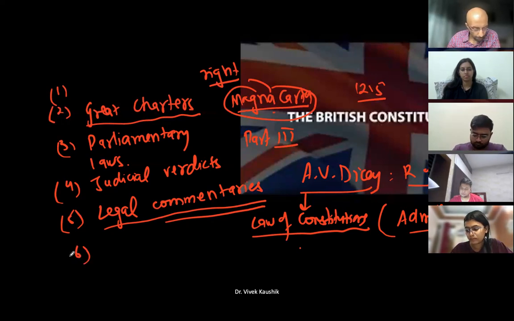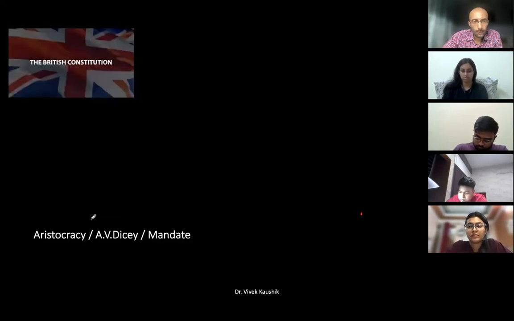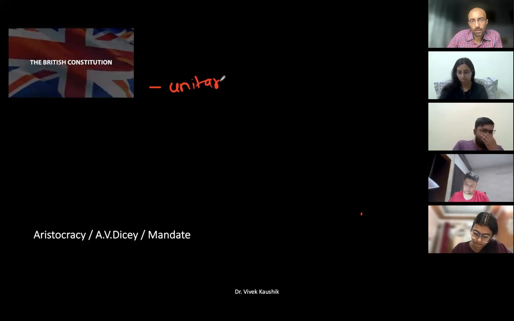No, that's it. These are the 5 main components of the Constitution. Next feature. Fifth feature: it is a unitary constitution.